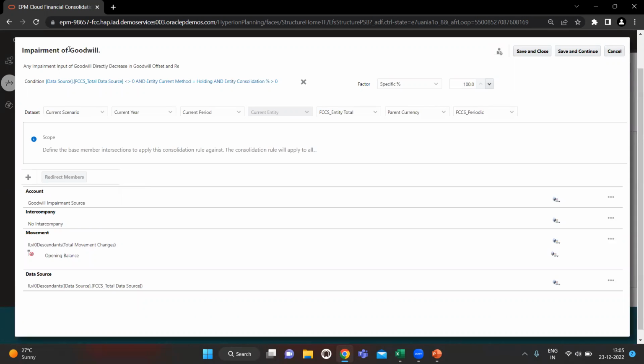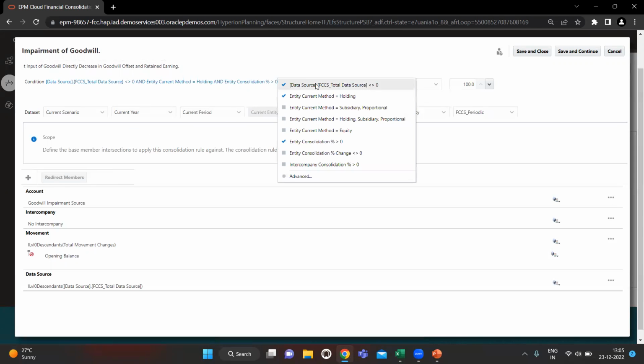So I will first show you the rule set. The name of the rule set is impairment of goodwill, and the description is: any impairment input of goodwill directly decreases goodwill, offset in retained earnings. So this is how it says. And yes, I've given some conditions. You can also set the conditions according to you. What the condition says is that whenever the total data source is greater than 0, it will work.